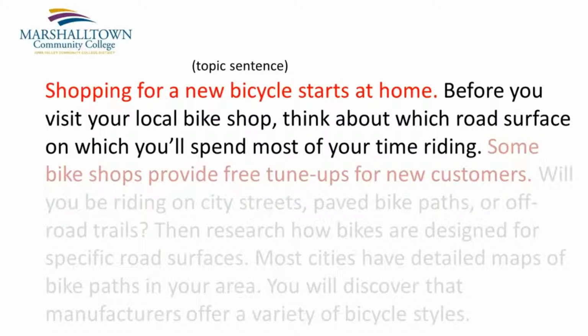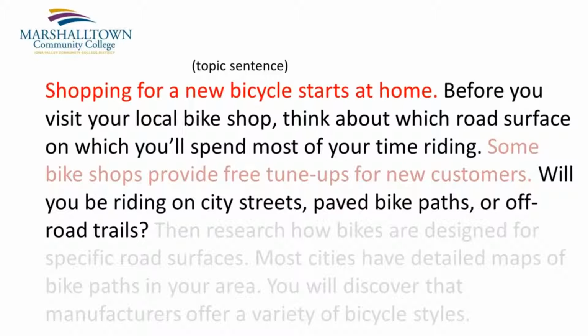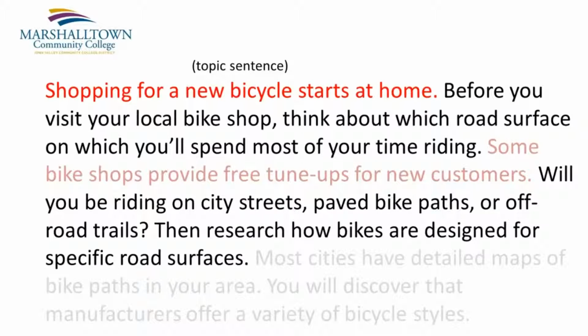How about the next sentence? Will you be riding on city streets, paved bike paths, or off-road trails? Since this is a question that people should ask themselves before buying a bike, I'm going to say that yes, this supporting detail is very much related to the topic sentence. How about the next sentence? Then research how bikes are designed for specific road surfaces. Again, this sentence is very much related to the topic sentence, so it also stays.